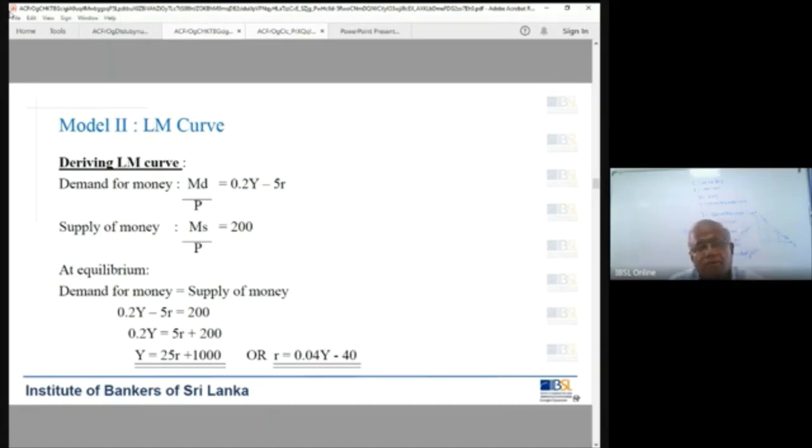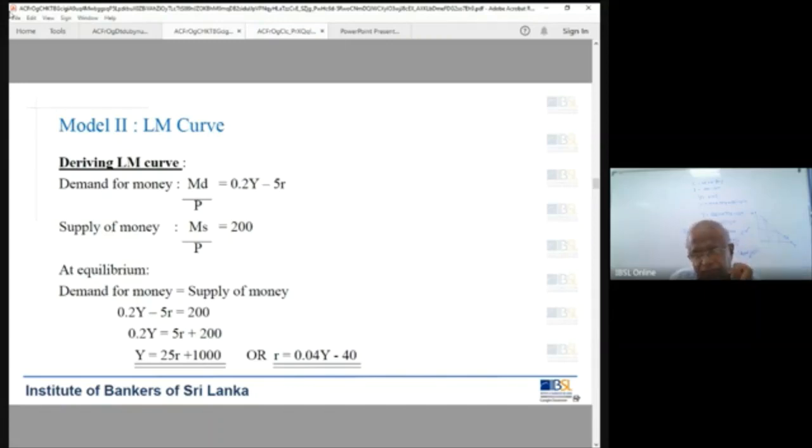Then demand at equilibrium. The money market is in equilibrium. What does that mean? Demand for money equals supply of money: 0.2y minus 5r equals 200, the supply of money. That is the very simple method. The demand for money function is there, the supply of money is there, you equate them. Then you finally derive a mathematical equation: y equals 25r plus 1000. That is the LM curve.